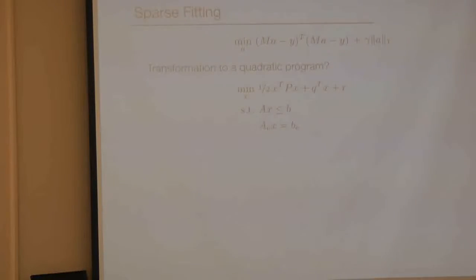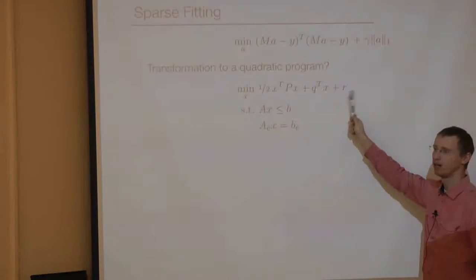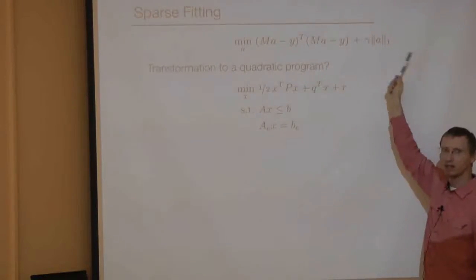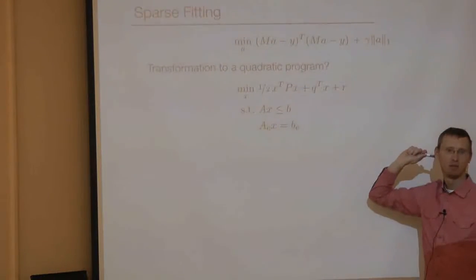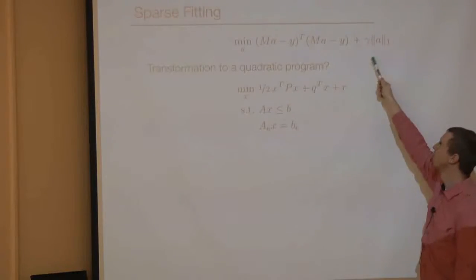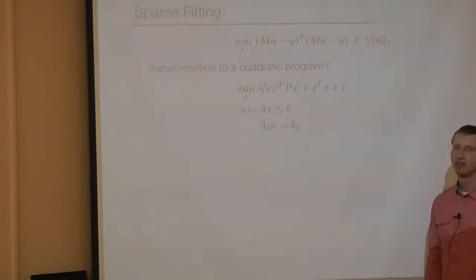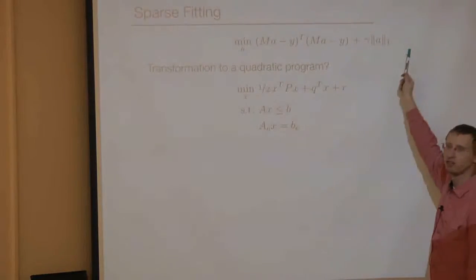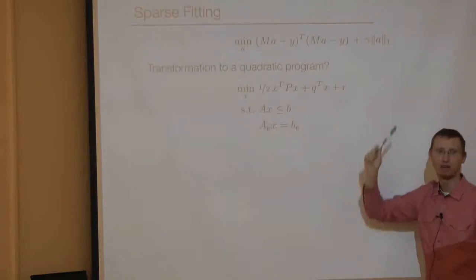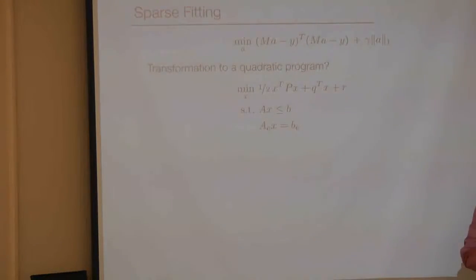So let me finish by showing how we actually transform this problem into quadratic programming. The trouble is, this is not a quadratic program. Why? Because a quadratic program would need to have a quadratic cost function. This function is not quadratic. Essentially, in one-dimensional space, it's just an absolute value.